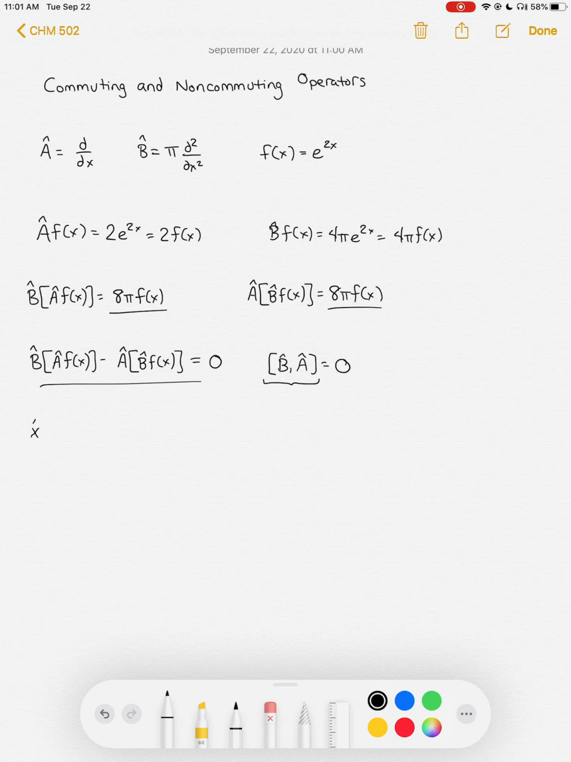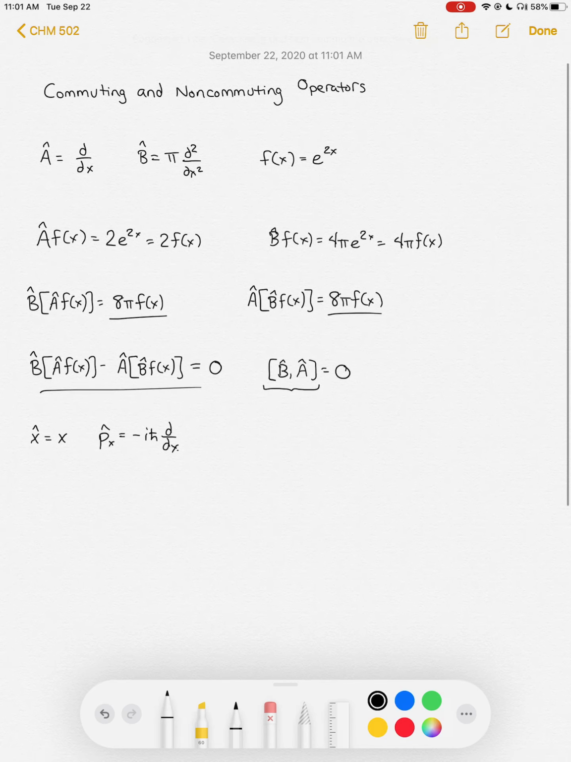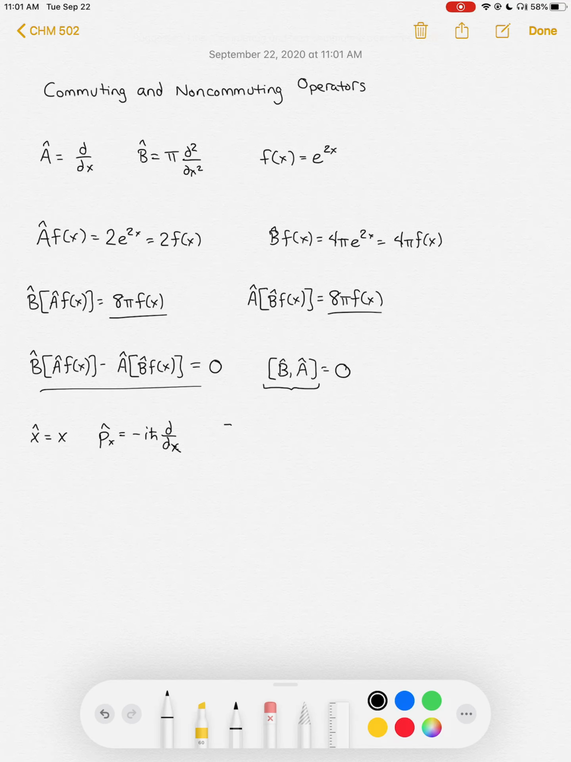So of course the example we're going to do is momentum and position. So the position operator is simply x, the momentum operator is i h bar, and then one derivative with respect to x. So if we were to go and evaluate the commutator, so maybe we want to know the commutator p sub x and then x, and what is that equal to? So to solve this, we need to apply it to an arbitrary function.